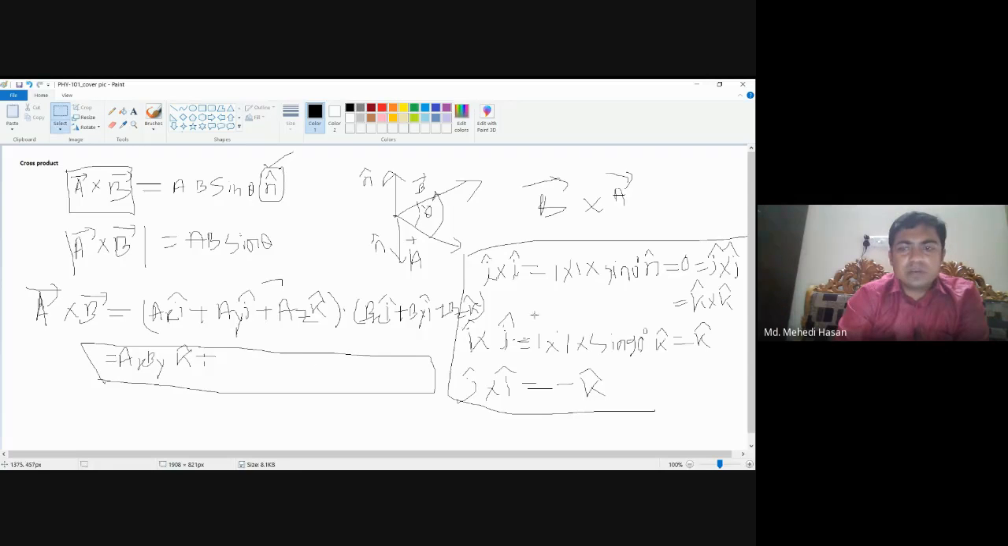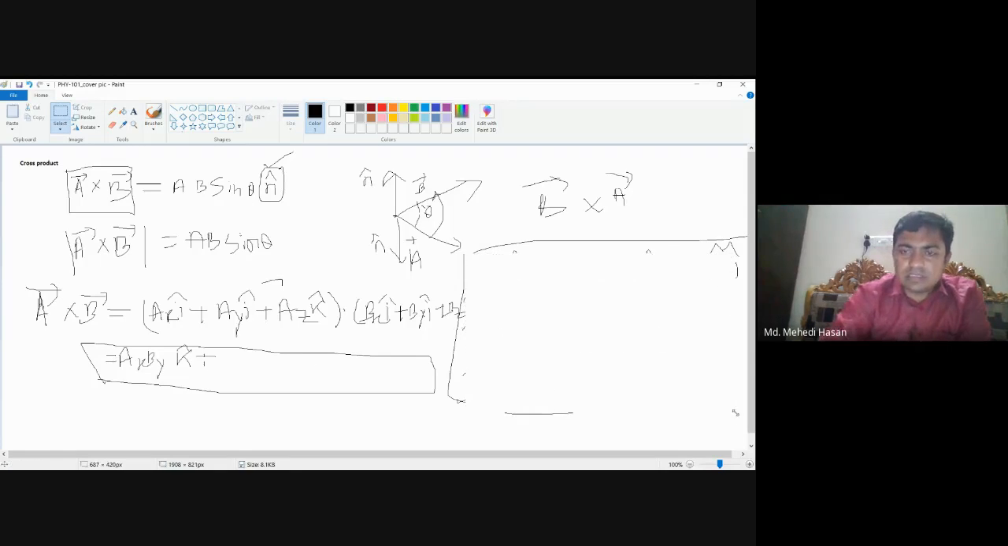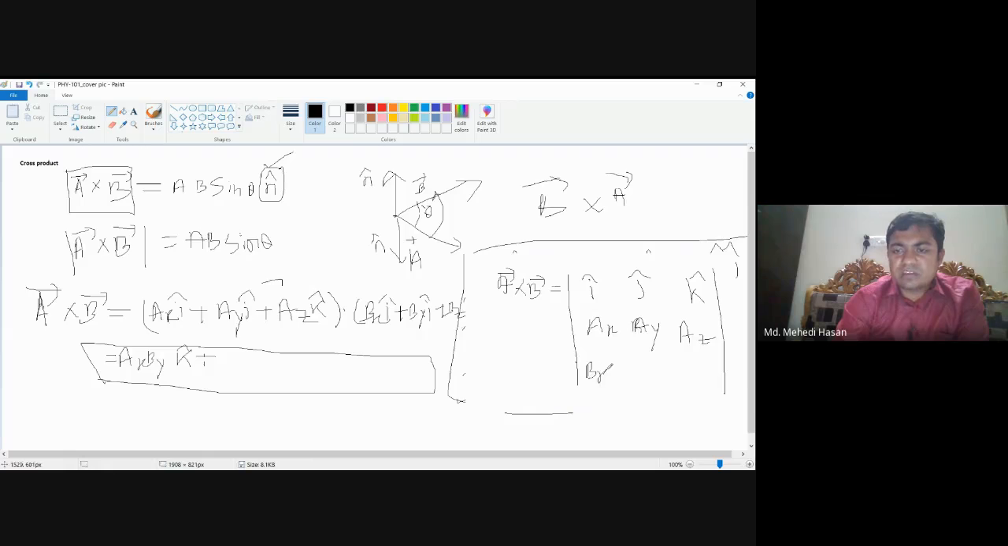Another way to calculate this is using the matrix. a cross b is equal to the determinant with the first row i, j, and k, the second row ax, ay, and az, and the third row bx, by, bz.